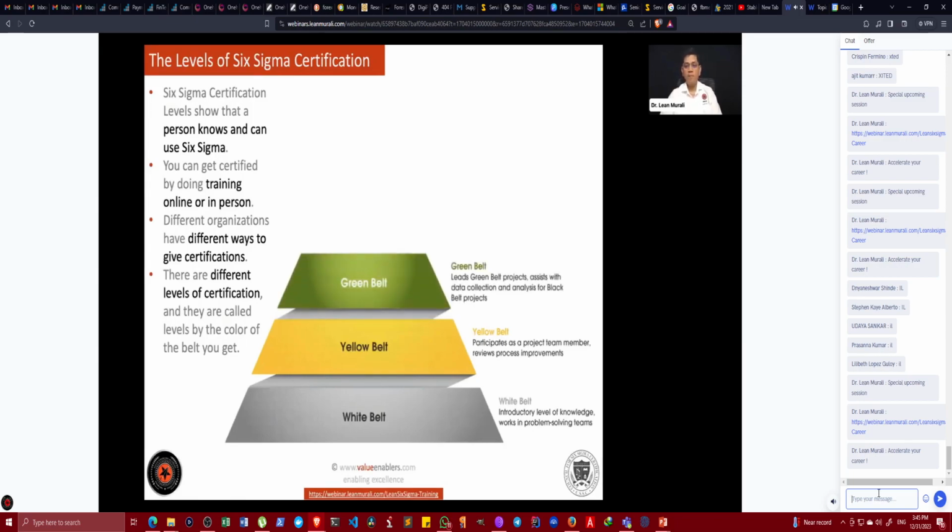Then what we will go up to is green belt level. So now we will give you this introductory level of knowledge. We will also give you that knowledge so that you can participate as a project team member and participate in all the reviews of process improvements, and you can go to the level of leading some projects. Okay, you can assist in data collection and analysis for black belts. You can help black belts analyze things.